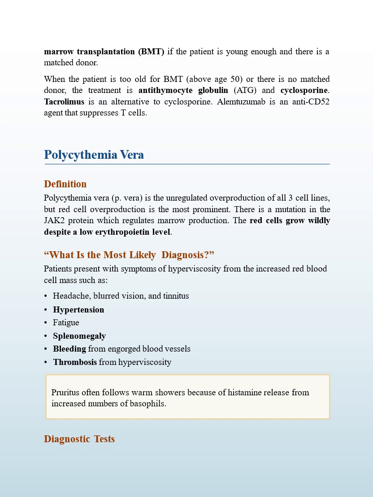Let's discuss slide 31, which describes polycythemia vera. Polycythemia vera is unregulated overproduction of the cell lines, but the red cell overproduction is most prominent. This is caused by a mutation of the JAK2 protein, which regulates bone marrow production. The red cells grow widely despite a low erythropoietin level.